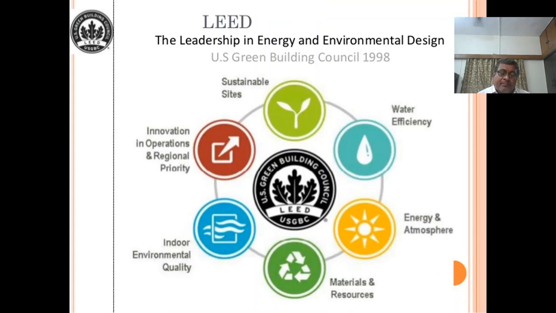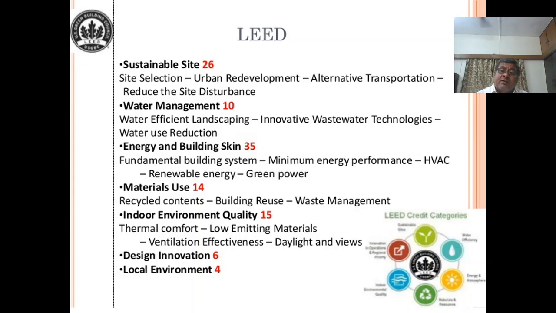Now the second scoring system, the Leadership in Energy and Environmental Design, that is LEED, was designed by the US Green Building Council. They have given a flow chart. So innovation in operation and regional priority, then sustainable sites, then water efficiency, energy and atmosphere, then material and resources, indoor environmental quality. And then again it goes to innovation in operations and regional priority. Now let's see the LEED scoring.